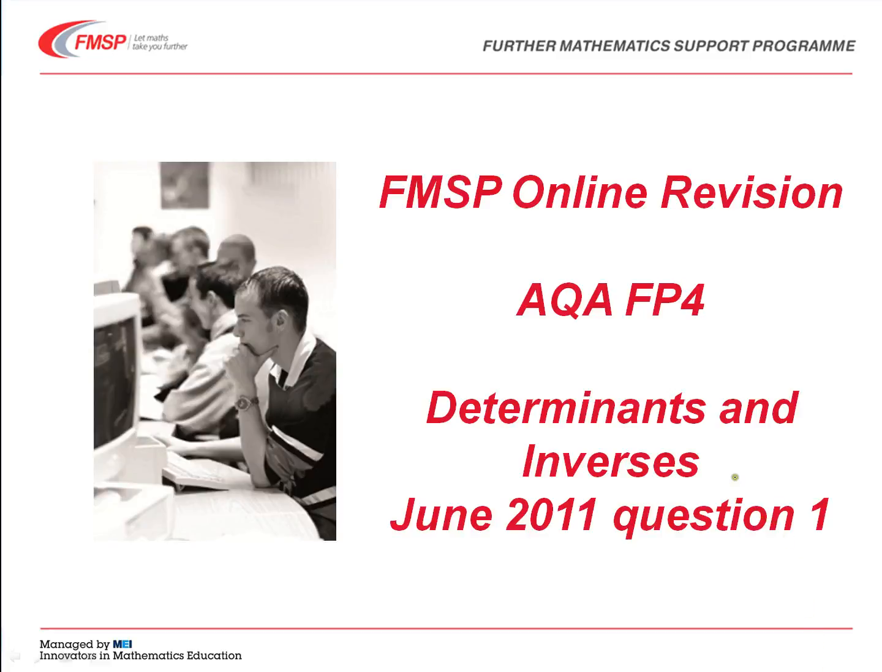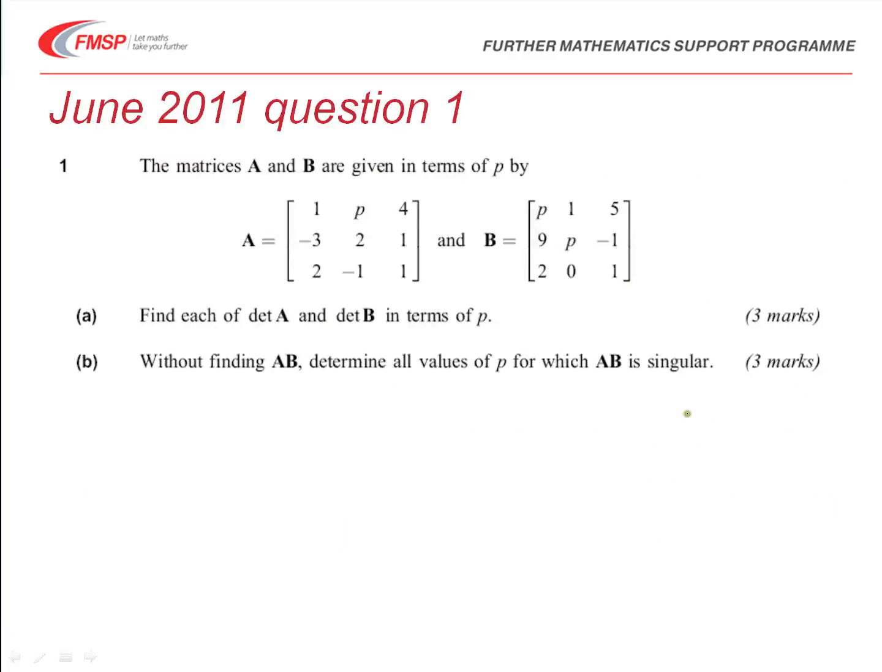Welcome to this online revision session for AQA FP4, in which we will be doing the June 2011 question 1 on determinants and inverses. As you can see in this particular question, we've got to find the determinant of A and B, both of which are 3 by 3 matrices.